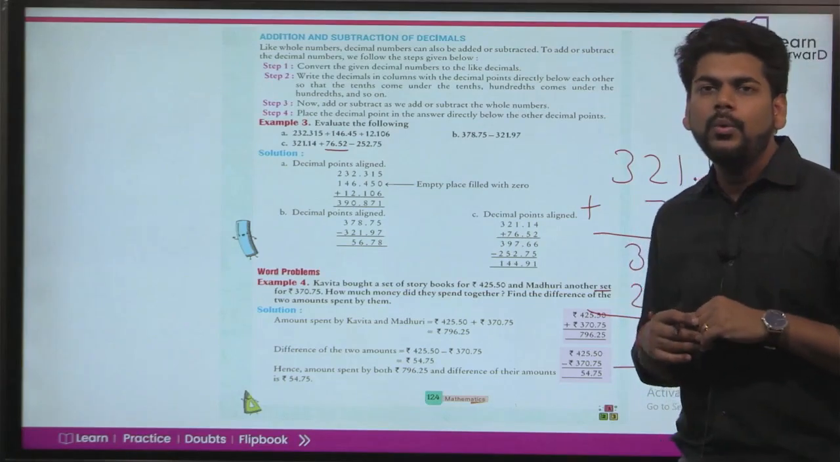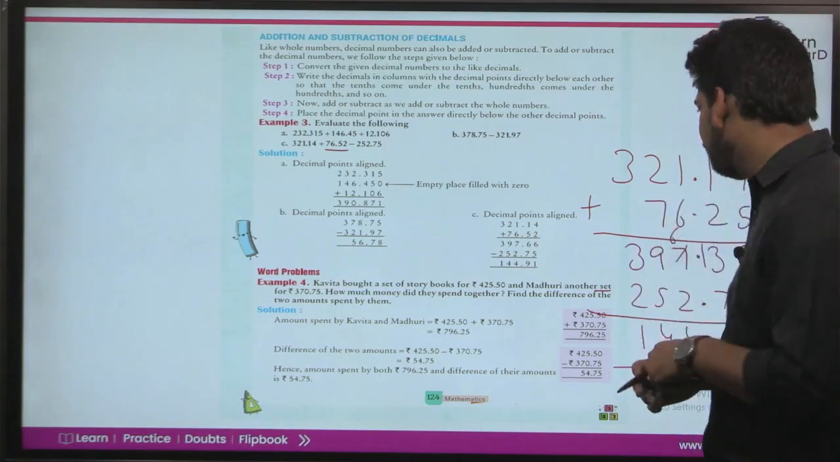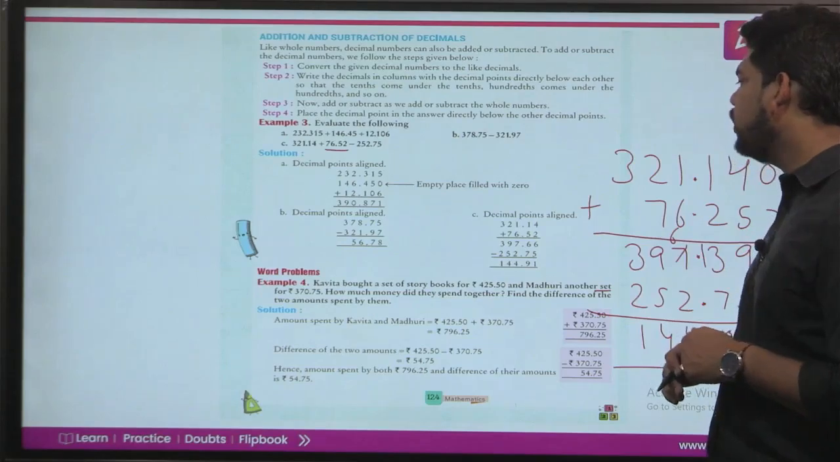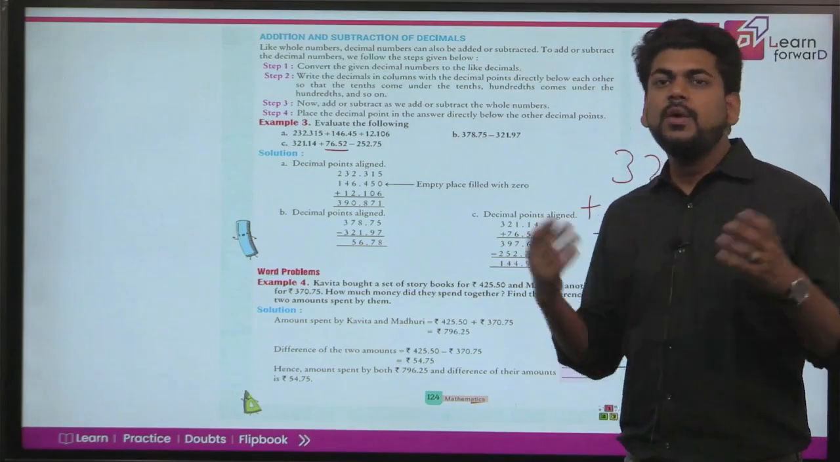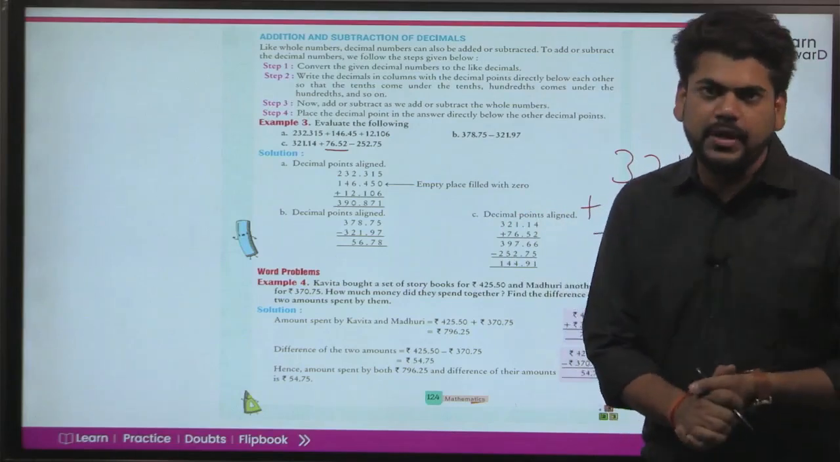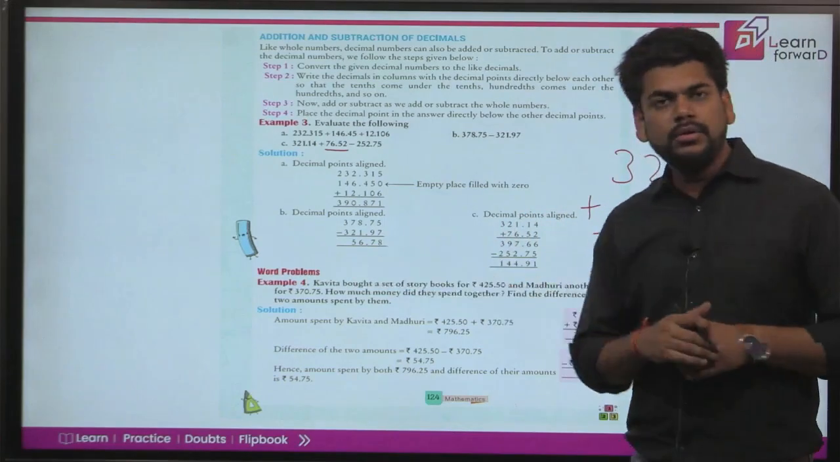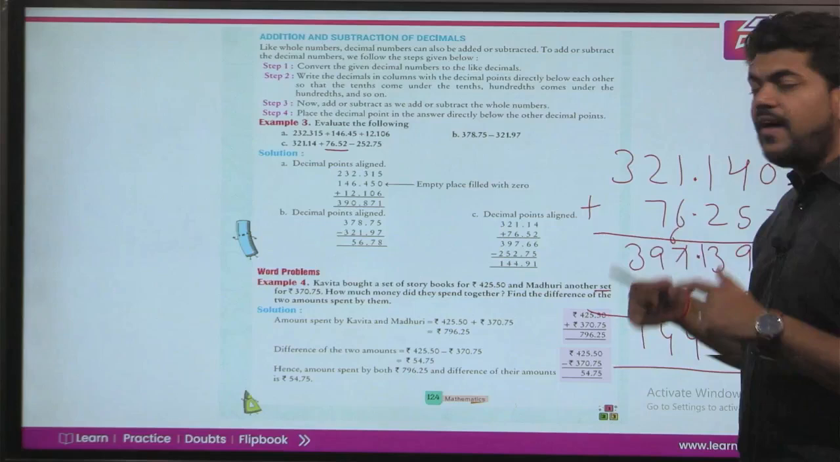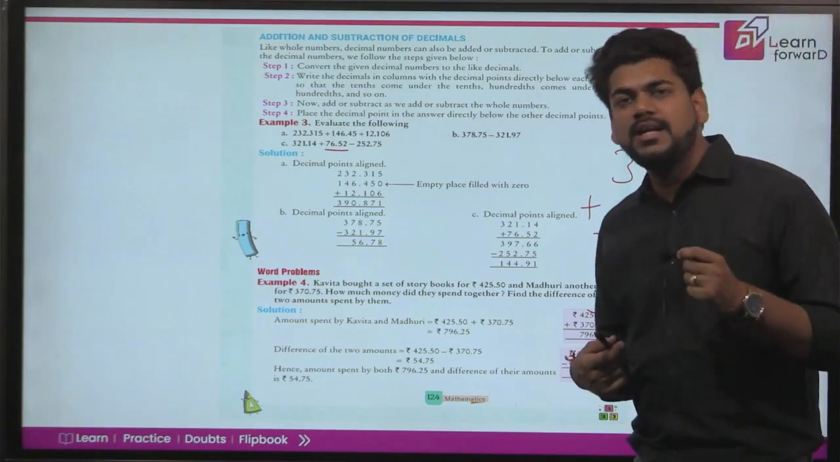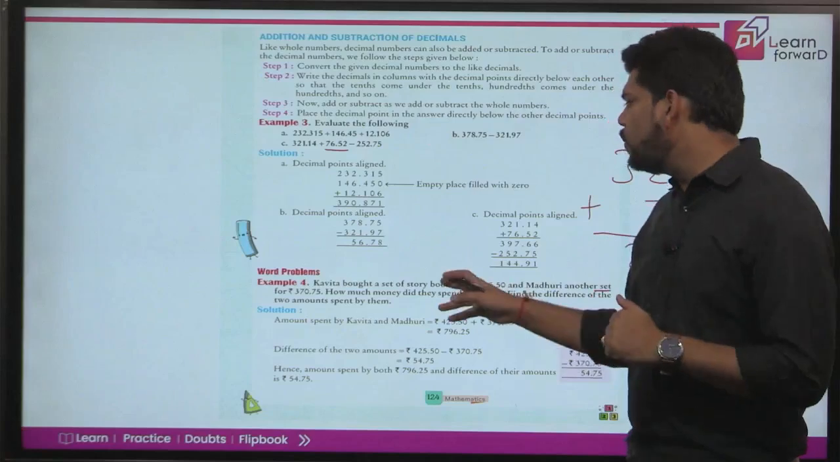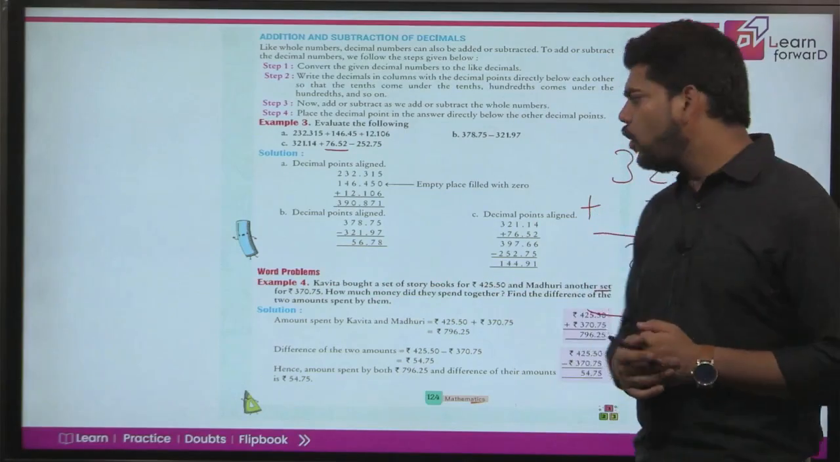What we'll do? We'll add them. Find the difference of the two amounts spent by them. In the first part, the question is asking what is the total amount of money they have spent. So for that, we'll add both. In the second part, find the difference of the two amounts. Difference means minus. What is the difference between them? So we'll subtract both the numbers. I hope you will be able to do it.